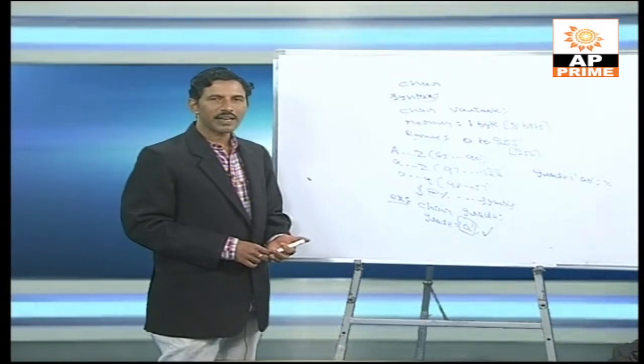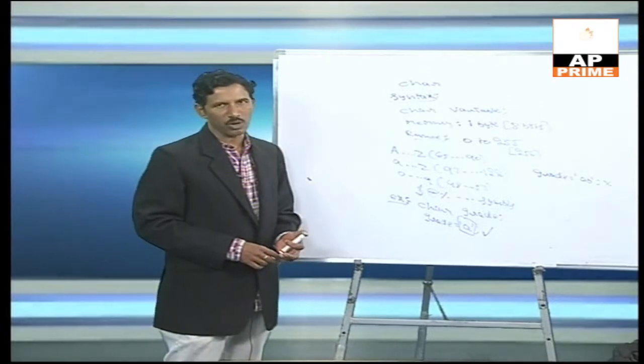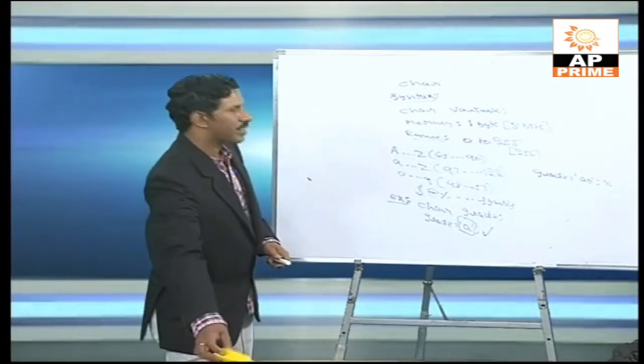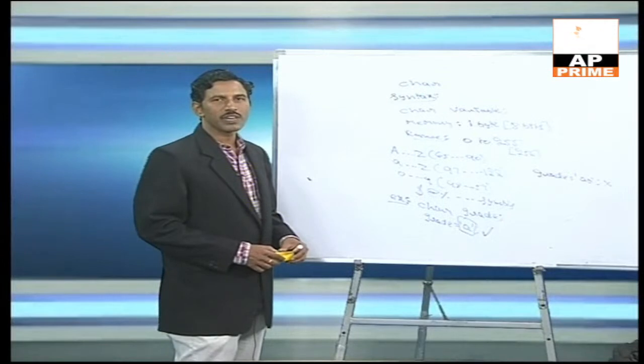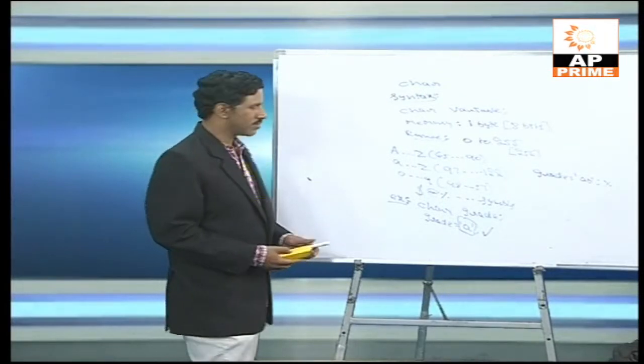But for every character, how much memory is occupied? 1 byte of memory is occupied. What is the range of characters? 0 to 255, totally 256. That is what is allowed for characters.